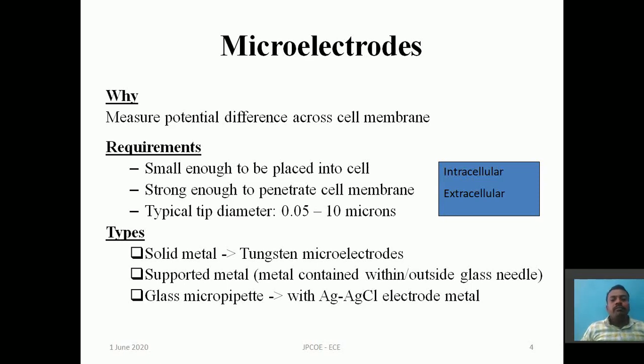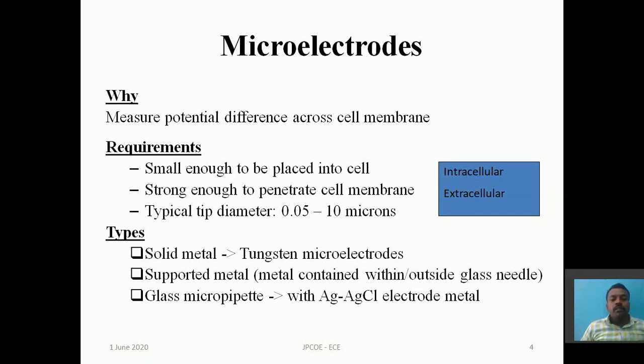Actually, the requirement is that microelectrodes are small enough to be placed into a cell. The cell is very small, we cannot see it with our eyes, so the microelectrode that is inserted into the cell is very small in size. Then it must be strong enough to penetrate the cell membrane. The microelectrode diameter is very small, in the range of microns. If you push or insert the electrode into the cell, it should have the capability to penetrate the cell membranes.